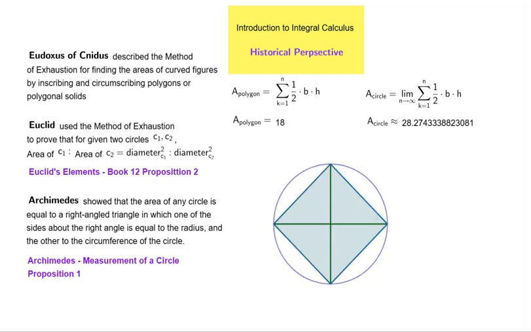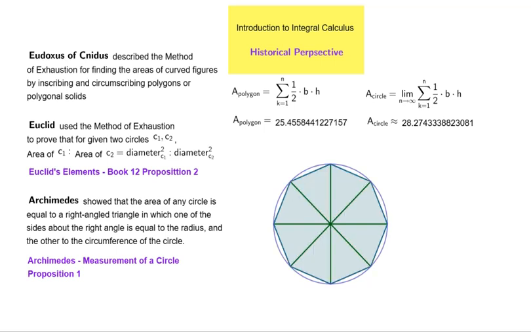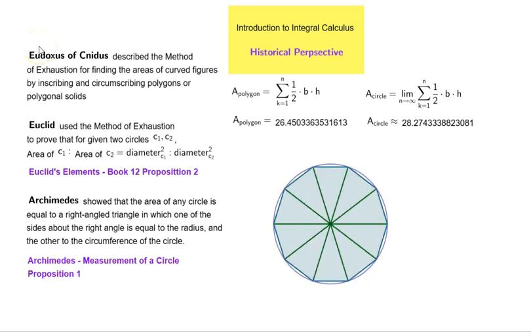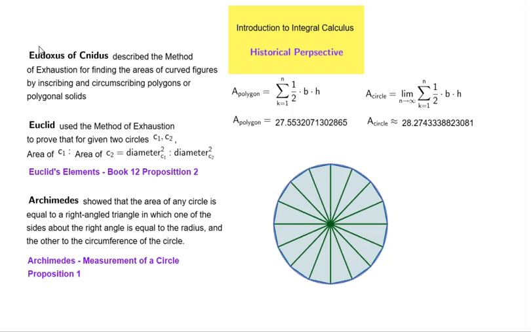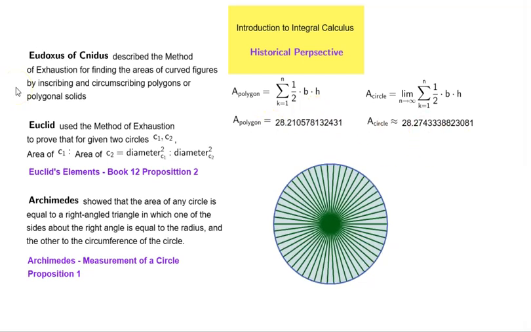Now let's start from the beginning. Area of the polygon is 18. Area of the circle is 28.27 and so on. So not a very good approximation. But if we take it to a hexagon, what happens? A much better approximation: 23.38, 28.27. Let's take it to octagon, decagon, 12 sides, 14, 16, 18, 20 sides. Not bad, right?